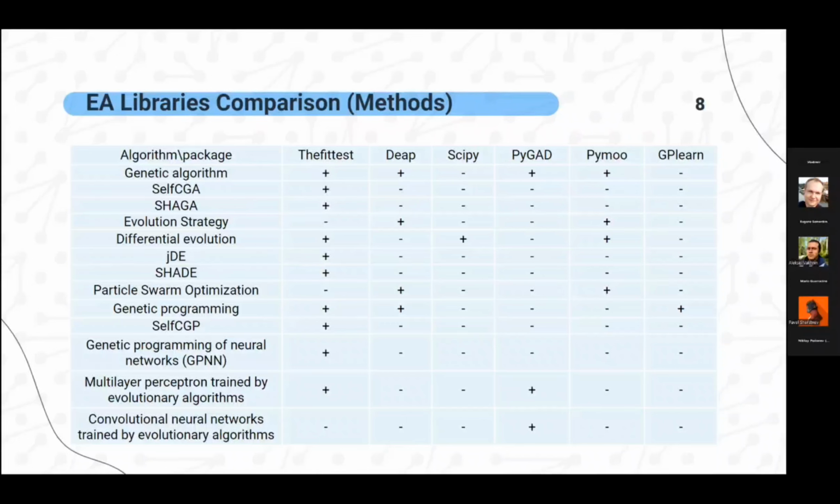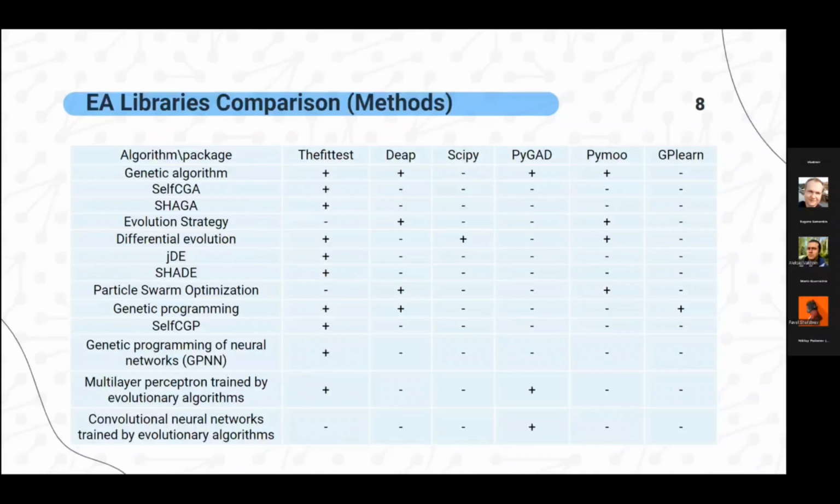SciPy, well known for its extensive scientific computing tools, also includes basic optimization methods like differential evolution. However, it does not provide a modified or adaptive version of this algorithm.